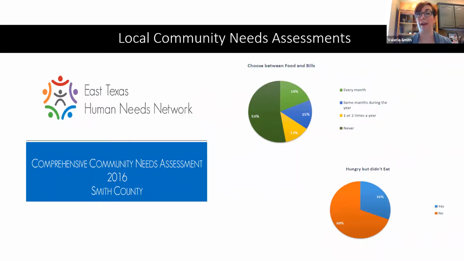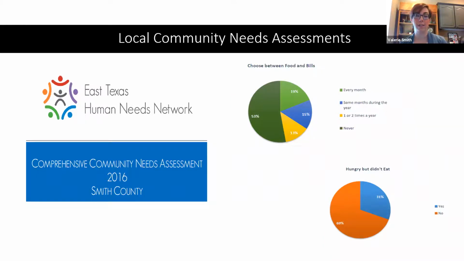And so these were the questions that were related to food that were on the community needs assessment at the time. They asked whether a community member who was responding to the survey had to choose between food and bills. And what you'll notice is that more than half said no. But then 19% of our population said that they were having to choose between food and other bills, including healthcare bills, every month.